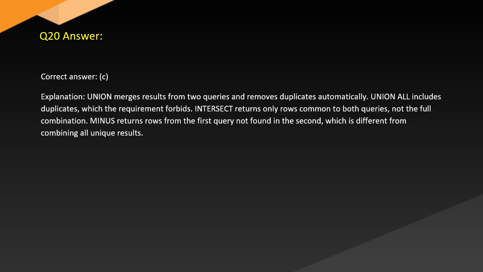Union merges results from two queries and removes duplicates automatically. Union all includes duplicates, which the requirement forbids. Intersect returns only rows common to both queries, not the full combination. Minus returns rows from the first query not found in the second, which is different from combining all unique results.